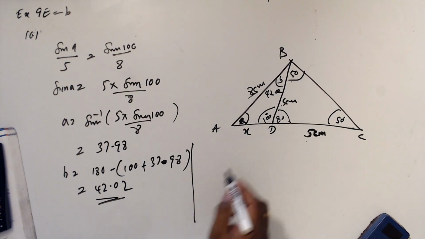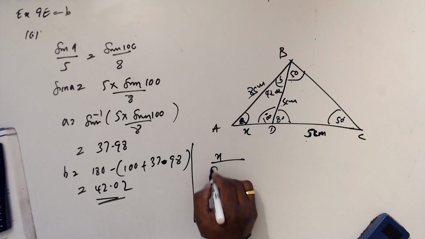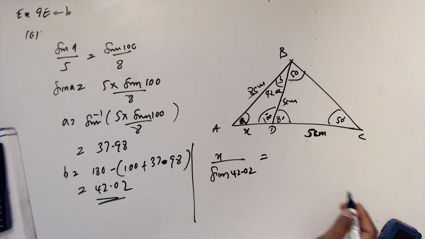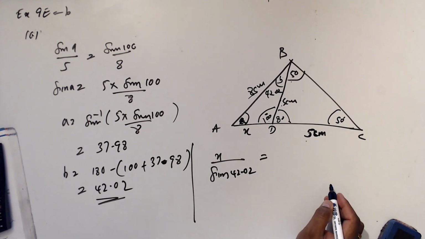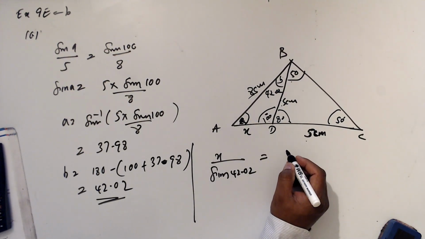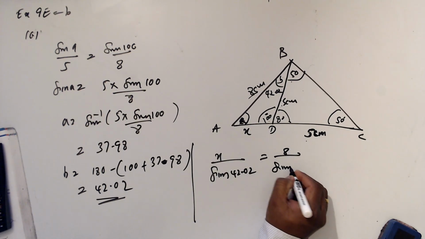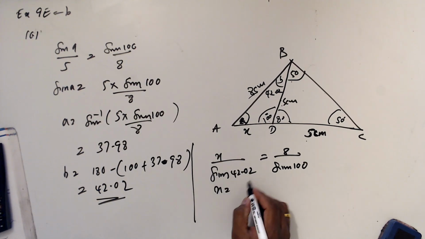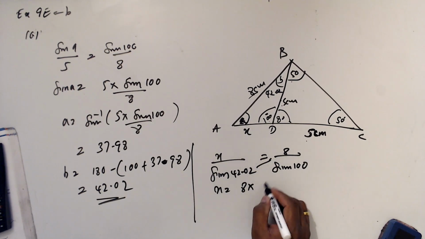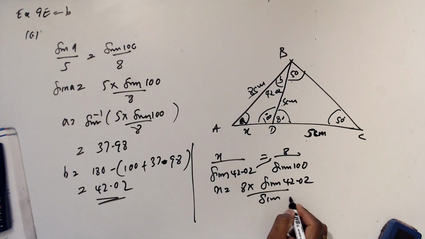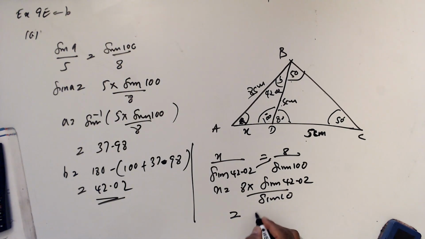Now again sine rule: x over sine 42.02 equals 8 over sine 100. x equals 8 times sine 42.02 divided by sine 100, which is 5.44.